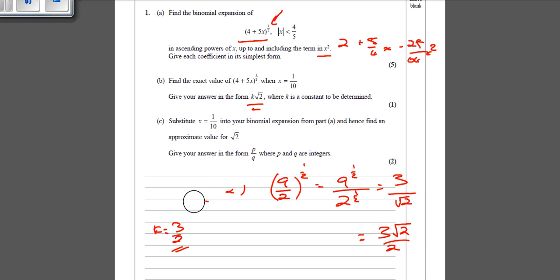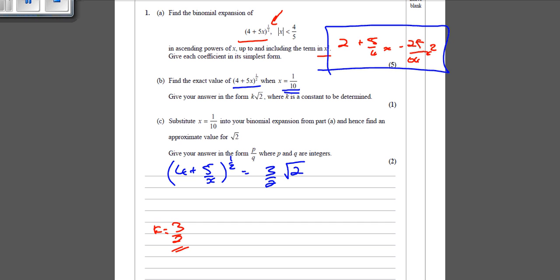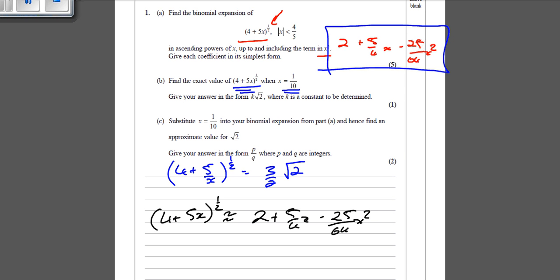So now we know that basically that k equaling 3 over 2 root 2 means if we substitute 1/10 into this, it doesn't give us the square root of 2. It gives us, so if I write it down to make it clear, 4 plus 5x equals 3 over 2 root 2 when you substitute in 1/10. So the whole thing that we did in the beginning, the reason that we do binomial expansion is that we can get something which is close to the real version of this. So we are saying that 4 plus 5x to the power of a half is roughly 2 plus 5 over 4x minus 25 over 64 x squared. Then they're roughly the same.